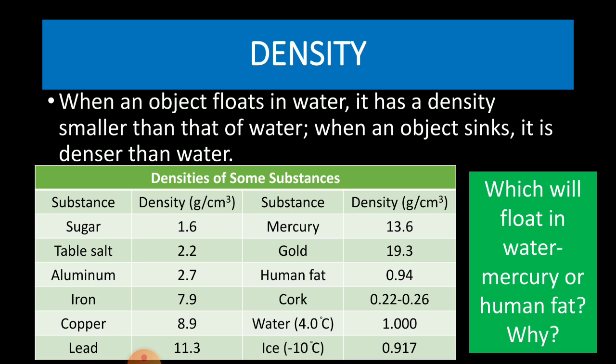As I have said a while back, an object will float in water if it has a smaller density than that of water. So which among mercury and human fat has a lesser density than that of water? It is human fat. Therefore, human fat will float in water than mercury. So mercury will sink in water because it has a higher density than the water.